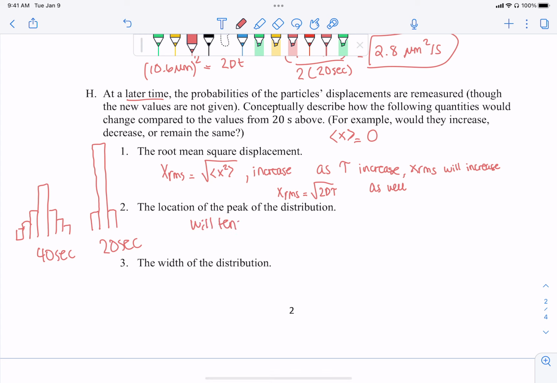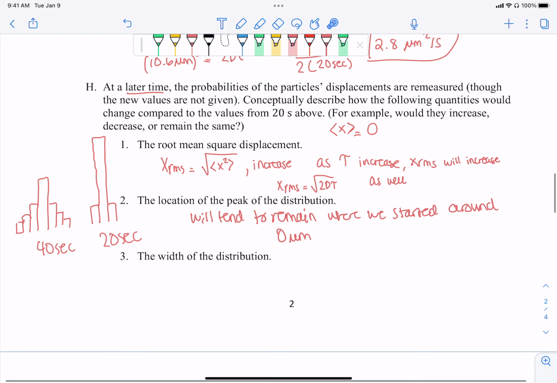So location of the peak will tend to remain where we started, around 0 micrometers. So regardless of the number of time steps I have, I'm still going to end up, on average, most likely at my original position, which is at 0 micrometers. However, with time, like we said for part 1, the particles are going to tend to spread out.